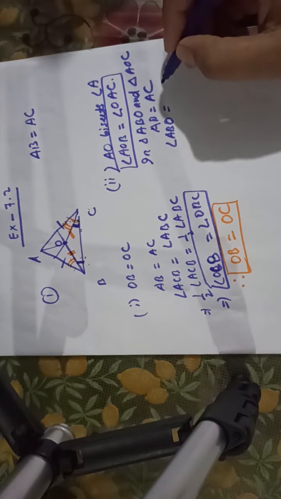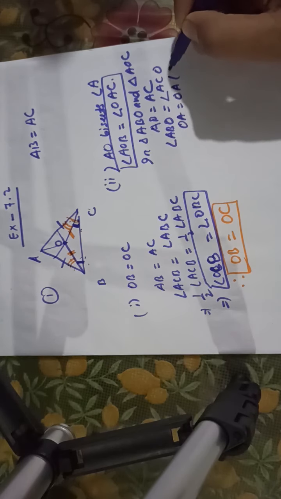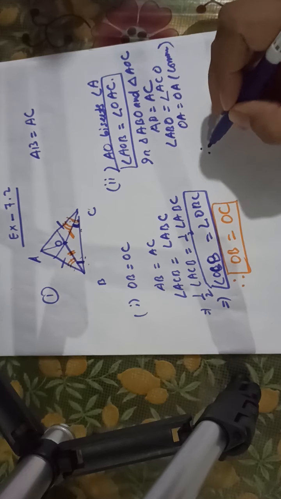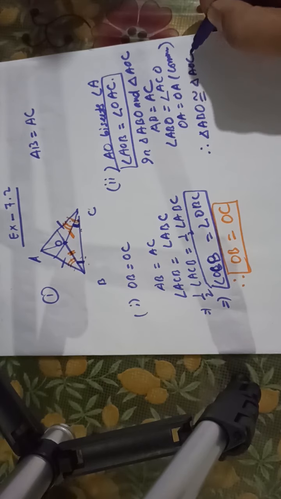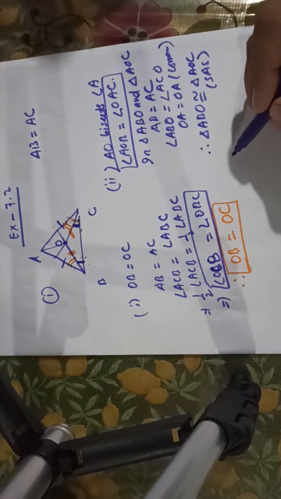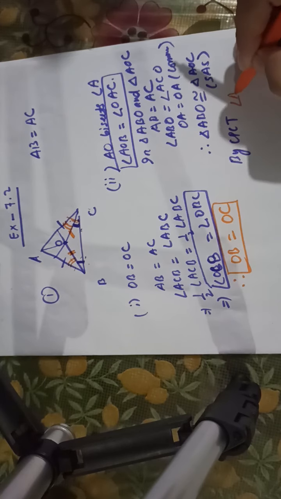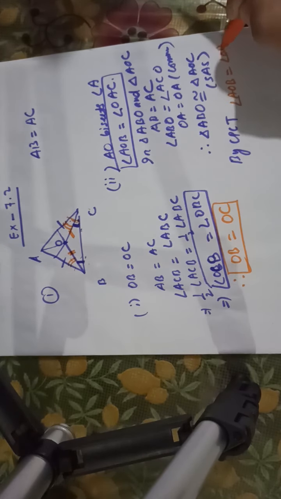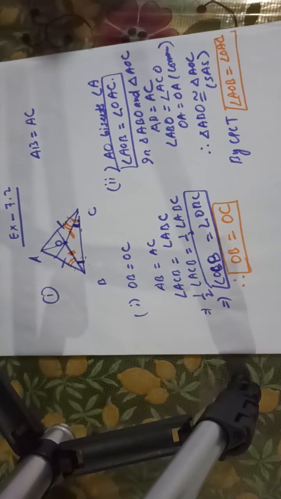So I can write angle ABO is equal to angle ACO, and one more, OA is equal to OA, isn't it? It is common. So what can I conclude? Therefore triangle ABO is congruent to triangle ACO by which rule? SAS rule, isn't it? That is two sides and the included angle. Therefore, by CPCT we can write that angle AOB is equal to angle AOC. So I think all of you understood this part. Simple.